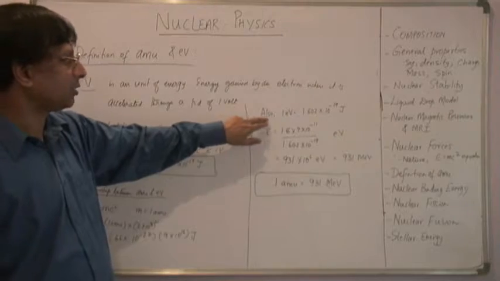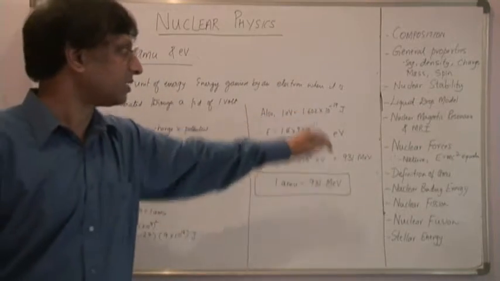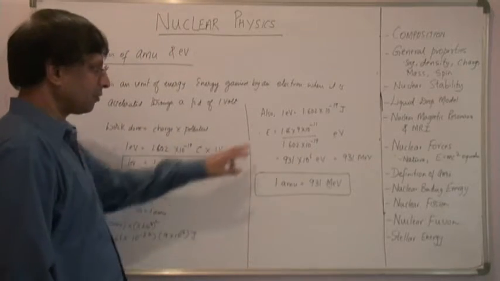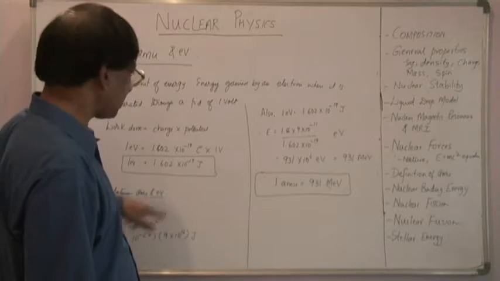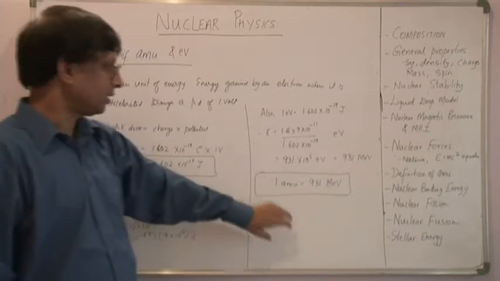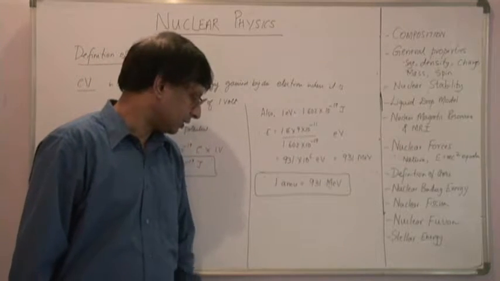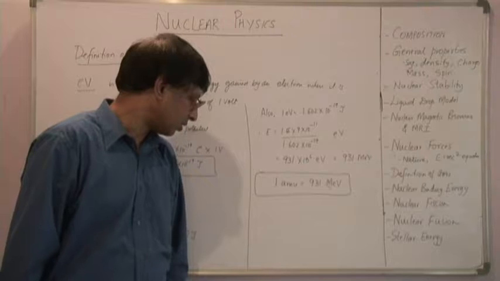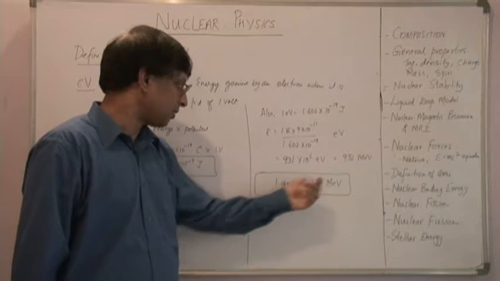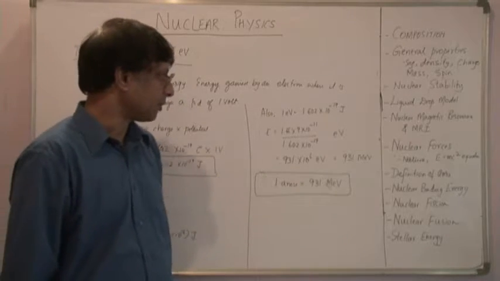So I know the equation, 1 electron volt is equal to 1.602 into 10 to the power of minus 19 joule. And therefore I have energy E given by, for one AMU, the energy is 931 million electron volt. Therefore, I get the expression 1 AMU is equivalent to 931 MeV. This is a standard equation that is used to convert AMU to MeV. So, you'll have to remember this expression pretty well.